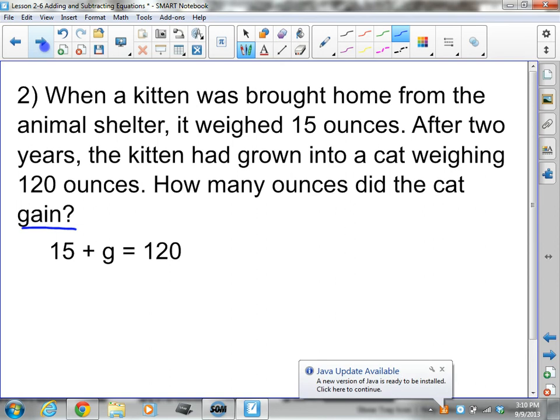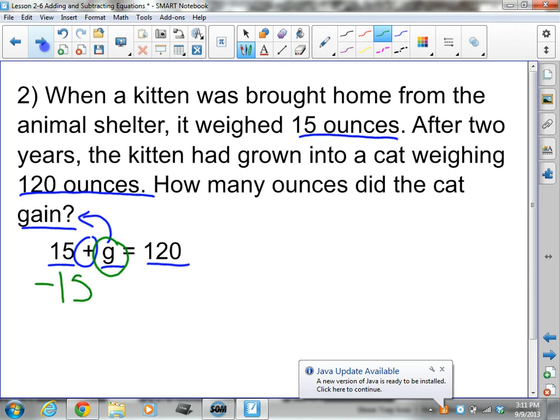Gain indicates addition. So it started out at 15 ounces, and I'm using G as my variable for how many ounces the cat gained. And I know that in the end, it equaled 120 ounces. So I need to look again at my problem. It's an addition problem. Opposite of addition is subtraction, so I need to subtract 15 from both sides because I want to get my variable, g, all by itself.